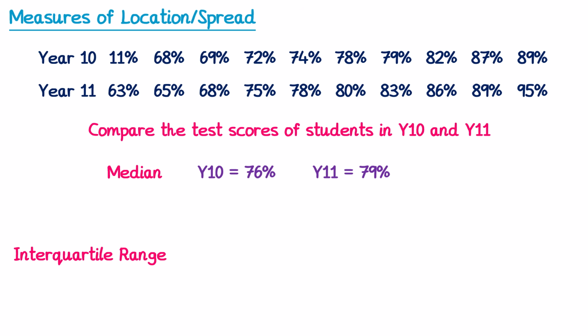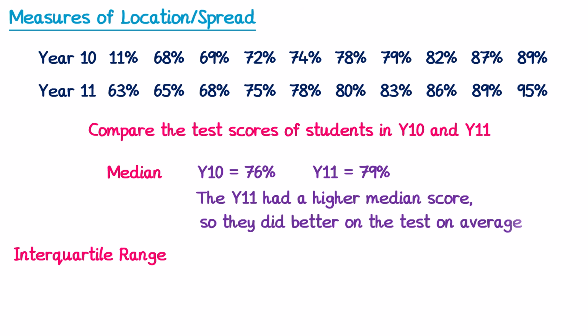So if we're going to make a comparison of these, we could first of all state that Year 11 had a higher median score. And then what does this actually mean? Well, since this is a measure of central tendency, or an average, we could say that this tells us they did better on the test on average. It doesn't mean that every single Year 11 student did better than every single Year 10 student, but the average student in Year 11 did better than the average student in Year 10. Now for the interquartile ranges.